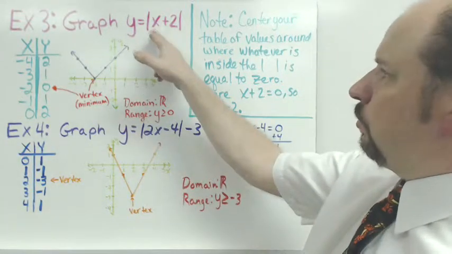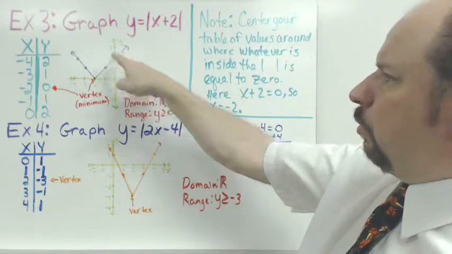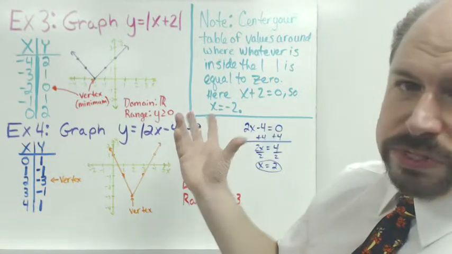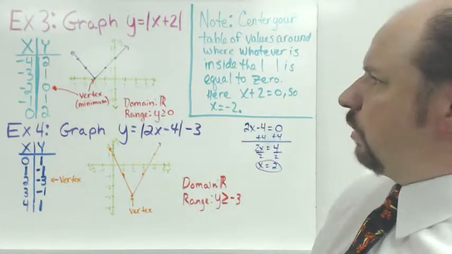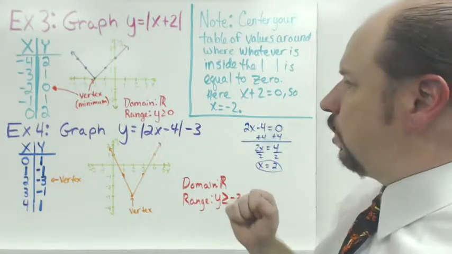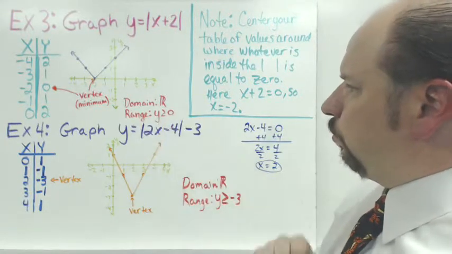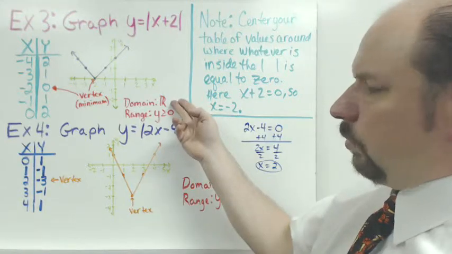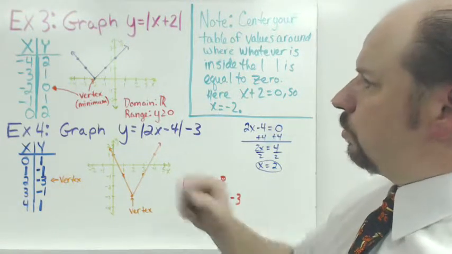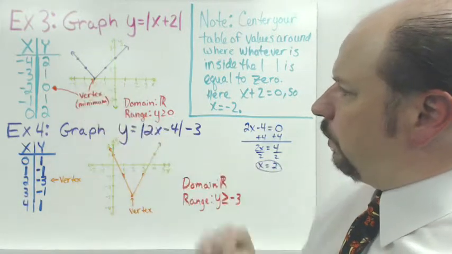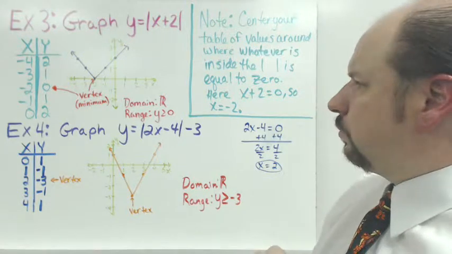And if we put in 0, 0 plus 2 is 2. Absolute value is still 2. So we get the point 0, 2. So once I plotted all those points, connect them with a line, I do have my arrows on the end showing that it continues on. And so we're done. And just a quick reminder on the domain and range, all real numbers for the domain, and y is greater than or equal to 0 for the range. And I did label my vertex. Again, it is a minimum value for our vertex this time.